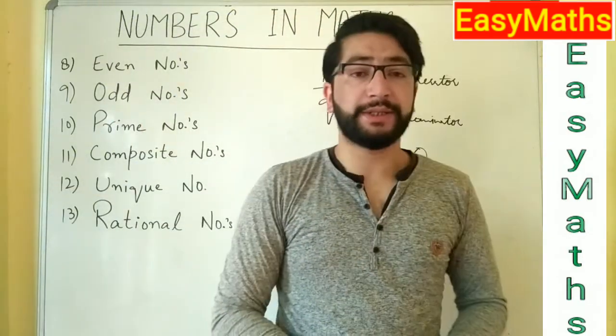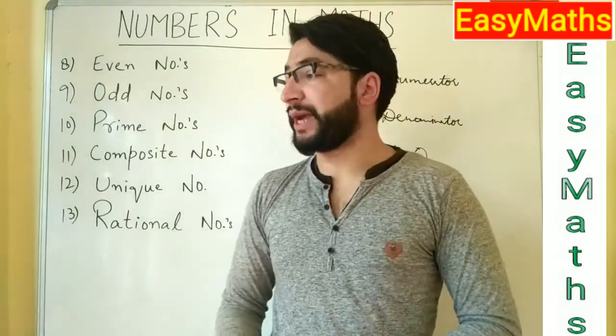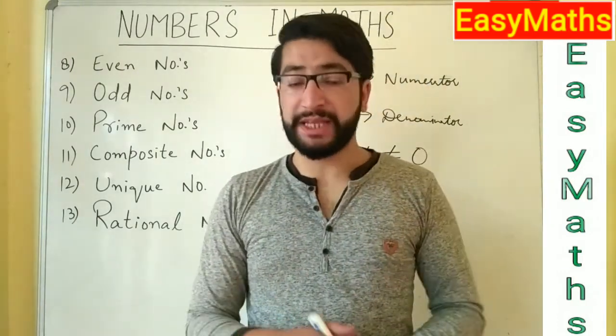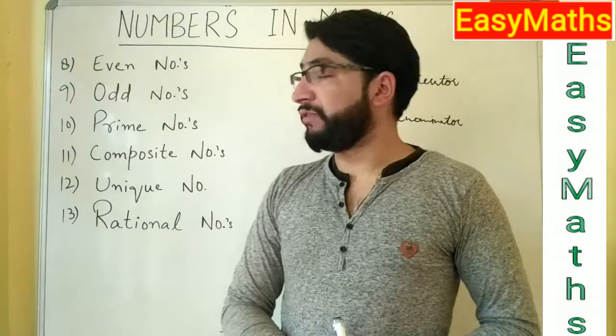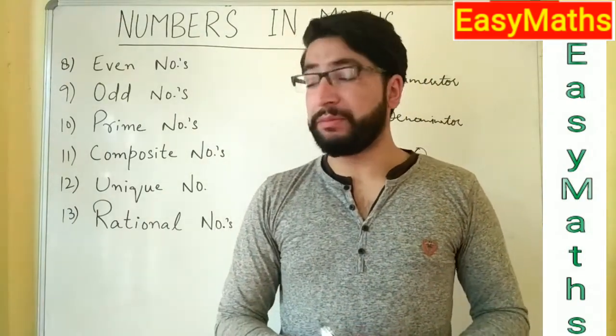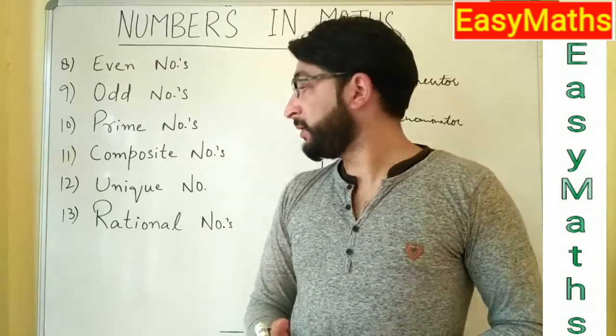So students, this was all about types of numbers or numbers in maths. In today's video, we learned about even numbers, then odd numbers, then prime numbers, then composite numbers, then unique number, and then rational numbers.